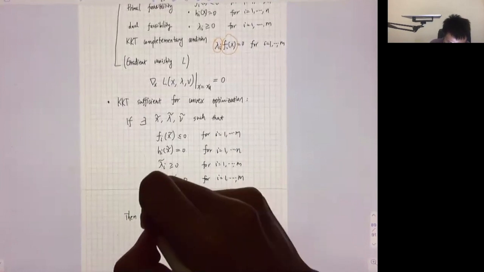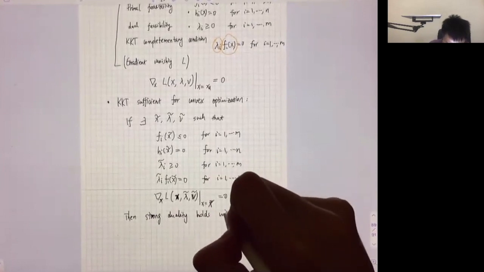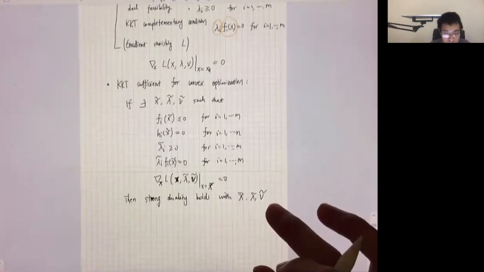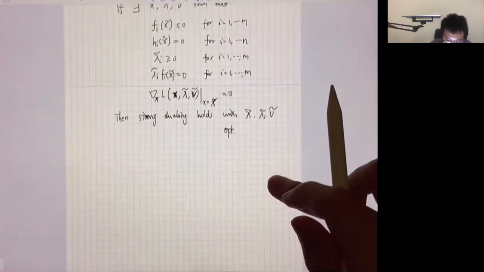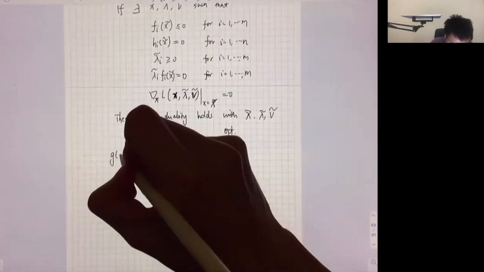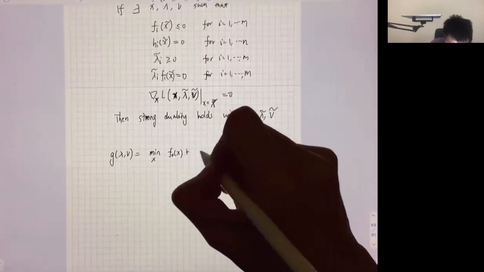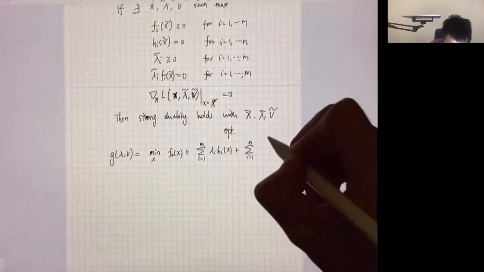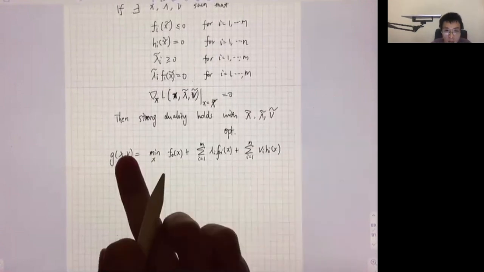Then strong duality holds, with x tilde, lambda tilde, nu tilde being the primal and dual optimum respectively. Why? We know that the Lagrange dual function g(lambda, nu) is the minimum over x of f naught of x plus the summation from i equals 1 up to m of lambda i fi of x plus the summation for i from 1 to n of nu i hi of x. This is the definition of the Lagrange dual function.